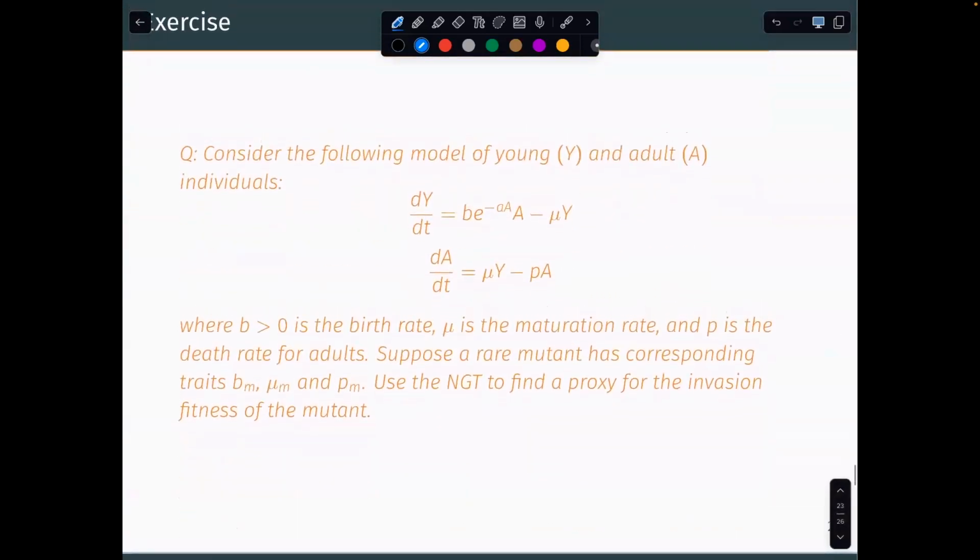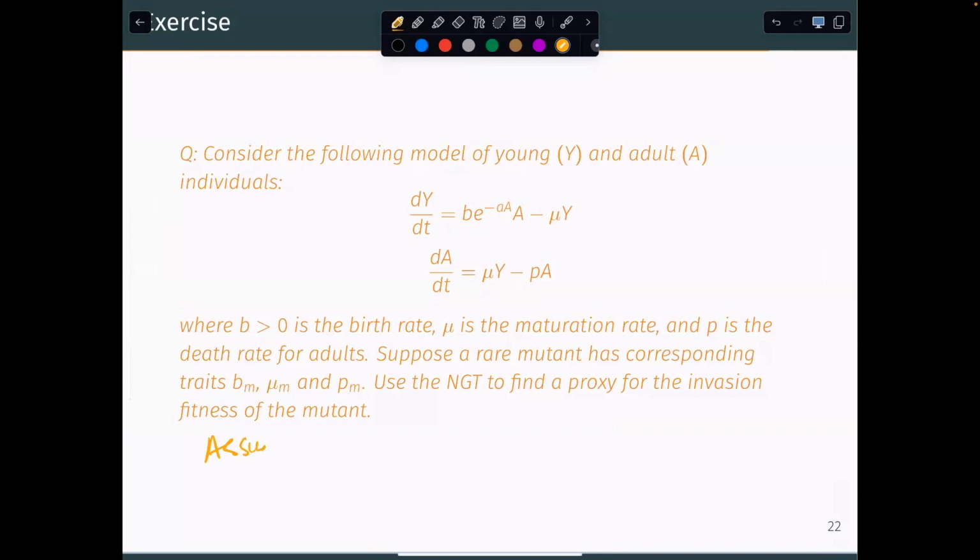Okay, I'm going to stick around for the next 10 minutes. I've left here an exercise in case you want to practice it, so you can familiarize yourself with the next generation matrix. I'd say just try and find a proxy for the invasion fitness. Don't worry about the rest of the analysis unless you really want to do that. If you want to leave, that is also fine. If not, I will hang around for 10 minutes and you can ask me questions about the method.